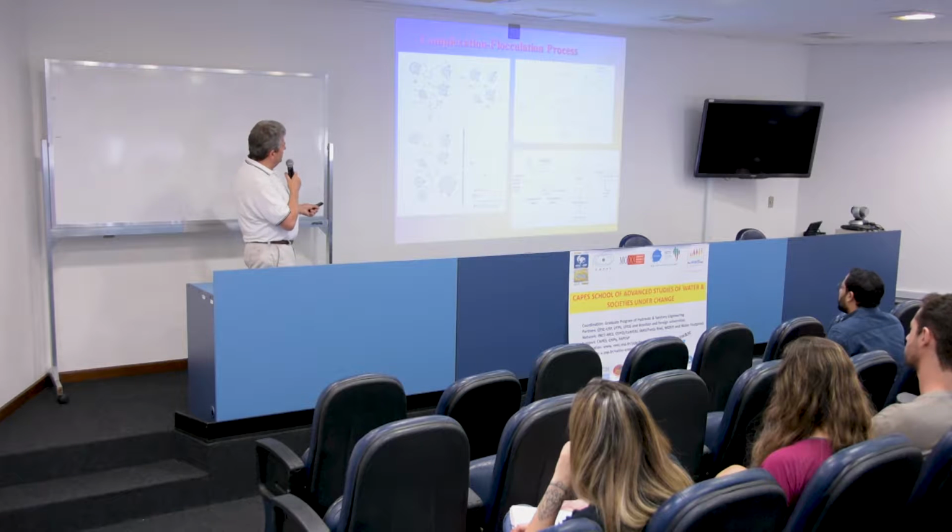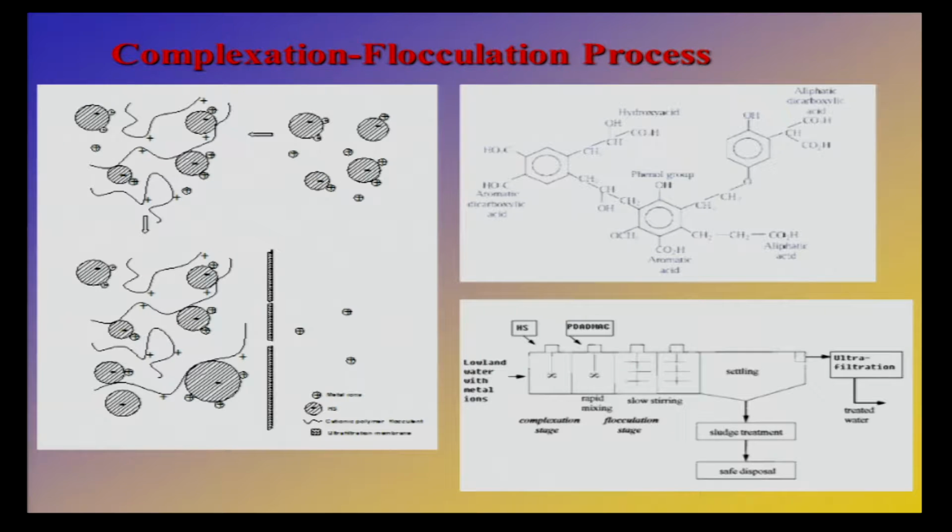Now what happens in this case is that we start off with these particles, which are really the humic acid particles, which I've shown here, and then you see the positive ions are the heavy metal ions.